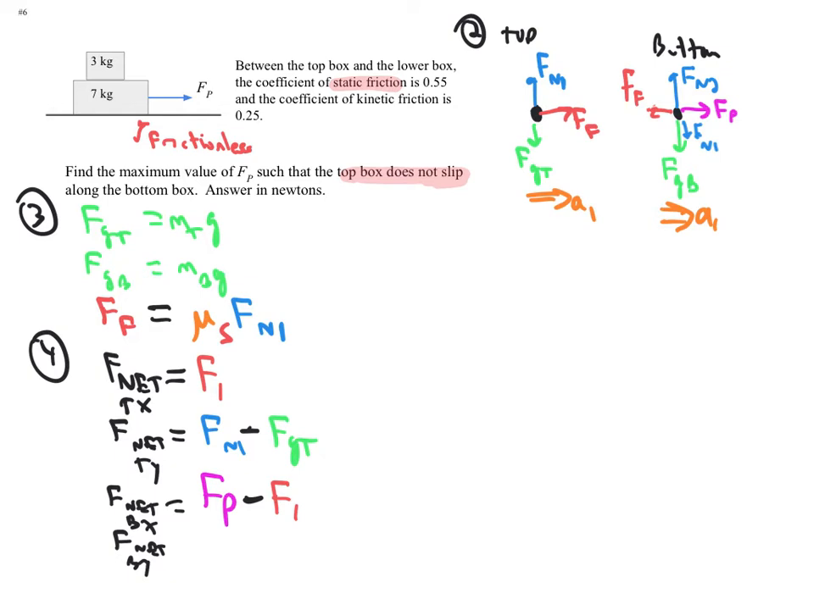And then looking at the vertical ones for this one, it gets a little hairy as well because there's an Fn from the table, and there's an Fn from the upper box, and there's an Fg on the box. And we have to look at this and say, well, Fg and Fn1 point in the same direction and opposite to Fn2. So maybe we would have it like this.